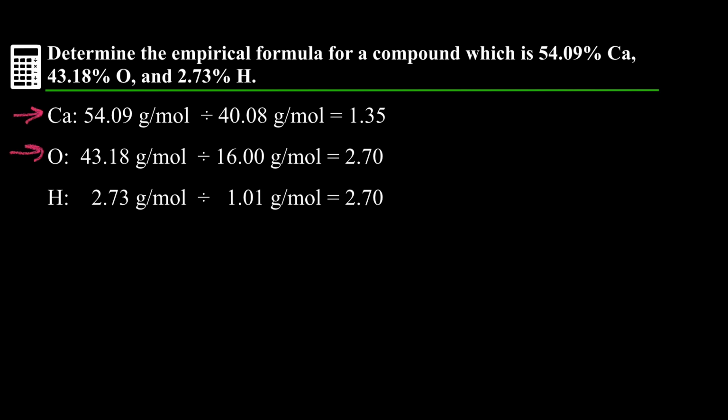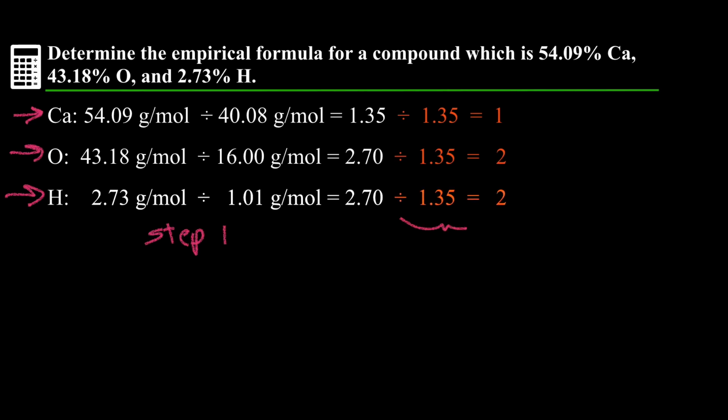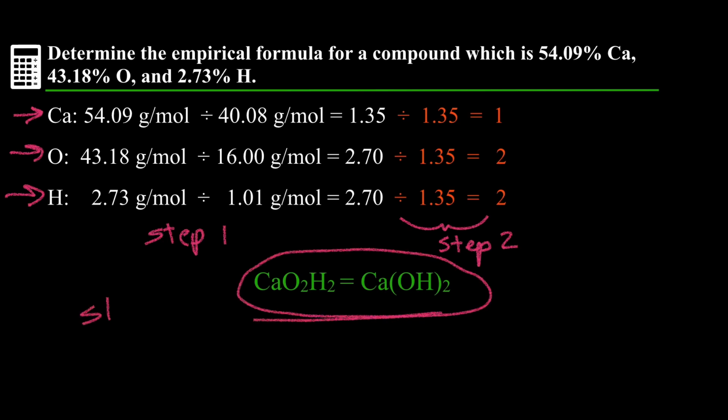Now, I did that step in white. I'll do the next step in orange to show you the difference. I'm going to take the smallest number and divide that by all three. So the smallest would be 1.35. So divide 1.35 by all numbers. For calcium, I get a 1. For oxygen, I get a 2. And for hydrogen, I get a 2. So the last step I'll do in green, you write the formula. So I'd get calcium has a 1, oxygen has a 2, hydrogen has a 2. So I'd get CaO2H2. And really it would be written as Ca(OH)2.